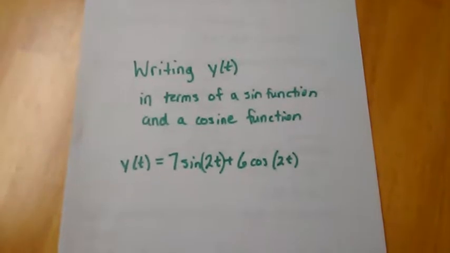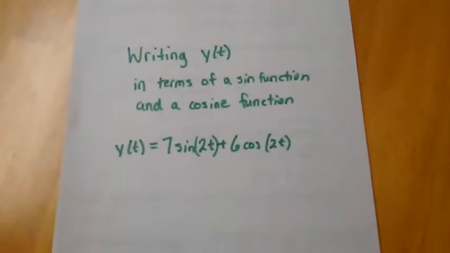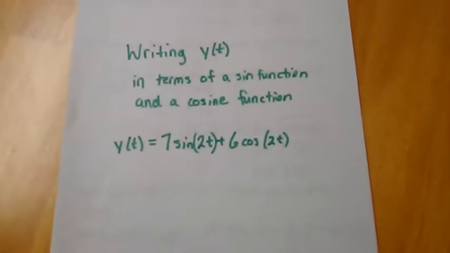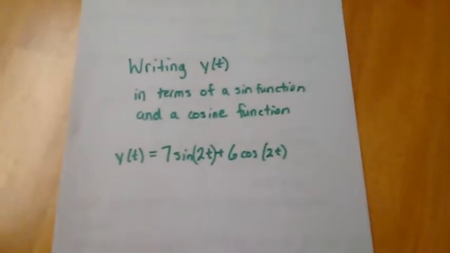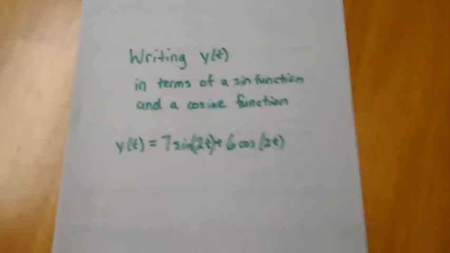Today I'm going to be talking about how to write a solution function y of t in terms of a single sine function and a single cosine function. And I'll be using y of t equals 7 sine of 2t plus 6 cosine of 2t.